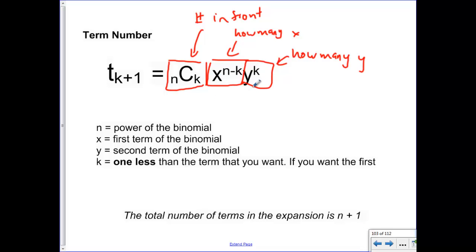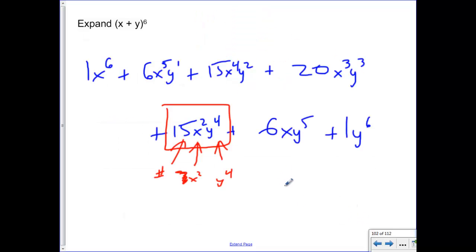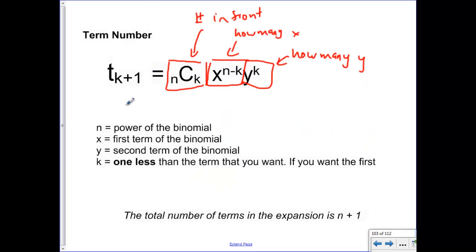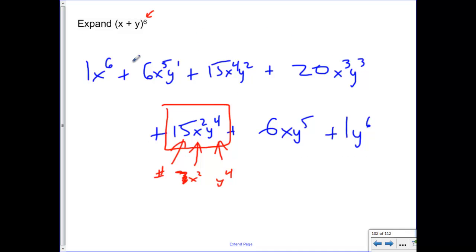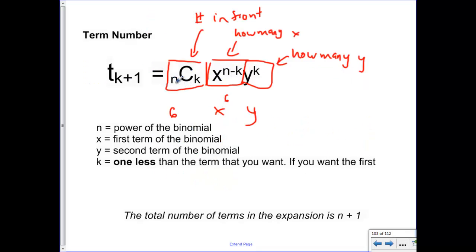But it's kind of confusing because you have n's and k's everywhere. So n is the power of the binomial. For example, on this one right here, what power were we going to? 6. That makes sense? So in this formula, all of your n's need to be 6's, because n is the power of the binomial. Since this one was to the power of 6, every n that we have here needs to be a 6.